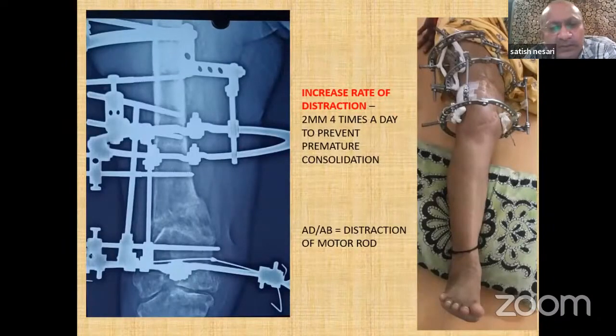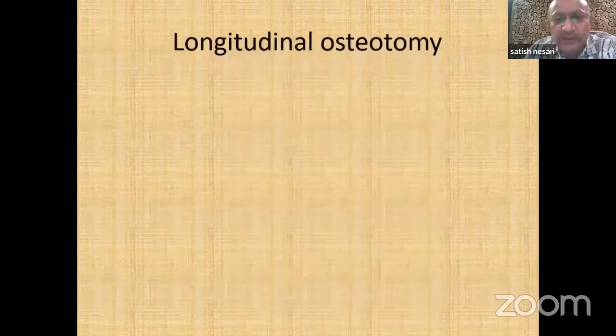You have to always use the rule of triangle here. With this, you have to calculate by the AD by AB formula. You have to calculate the rate of distraction of the motor rod. When we calculated it, it came to about 2.85 millimeter. So I had to distract 2 mm 4 times a day in order to prevent premature consolidation. So this is the patient moving after the correction.